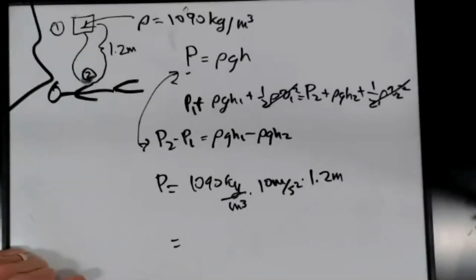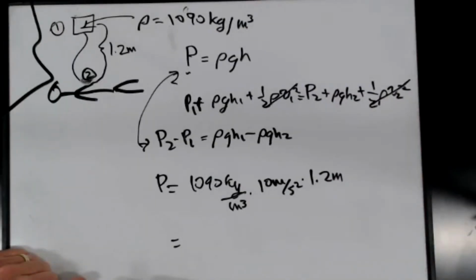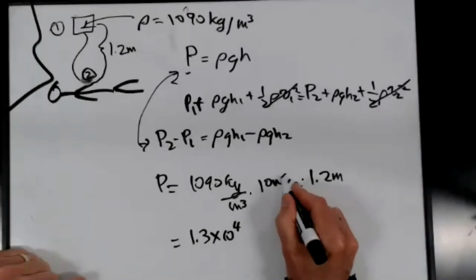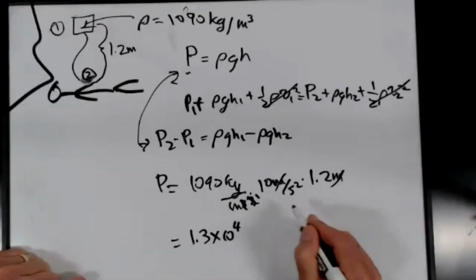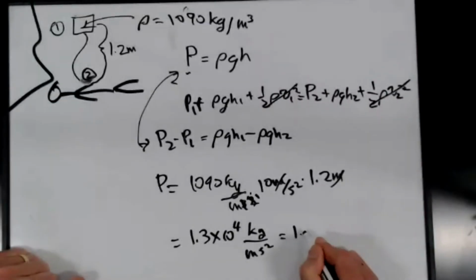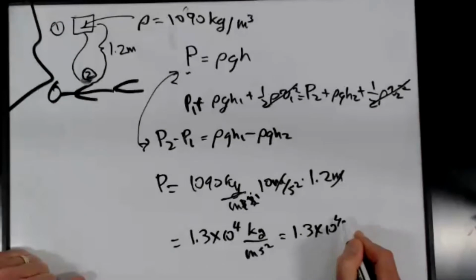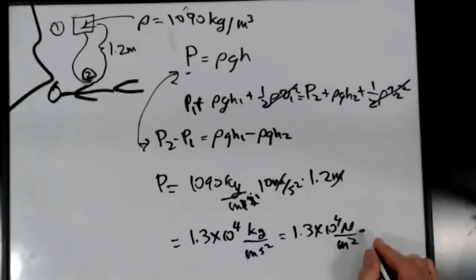And so it's going to be around maybe 13,000, something like that. Yeah, 1.3 times 10 to the 4th. And it comes out as, the meters cancel, so one of the meters cancels and makes that a 2, that cancels and makes it a 1. And so this is kilogram per meter second squared, but that's just Newton per meter squared. And that's a Pascal.